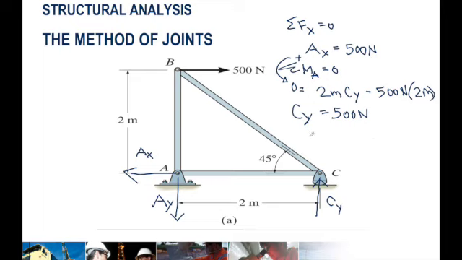Okay, so if we do a summation of forces in Y, that would just give us AY is equal to CY. It means AY is also 500 newtons. So that's just a quick determination of the external support reactions. That is our first step in doing the method of joints. Now we will proceed joint by joint. We will do joint A, joint B, and joint C, and apply the same equations of equilibrium.